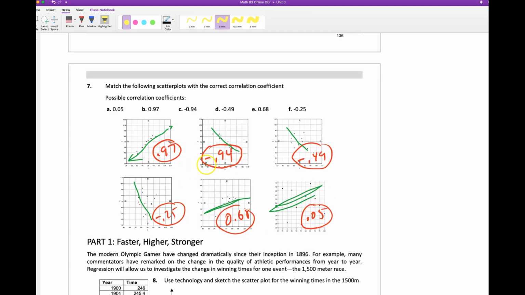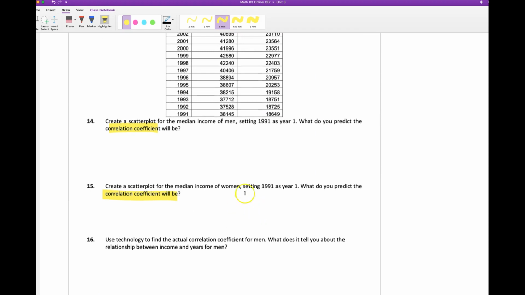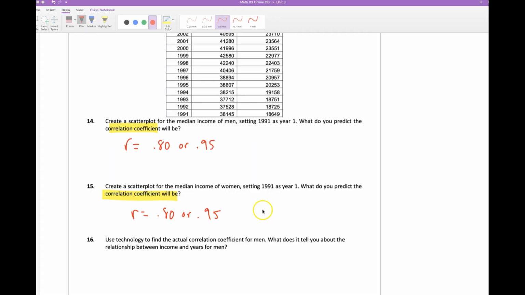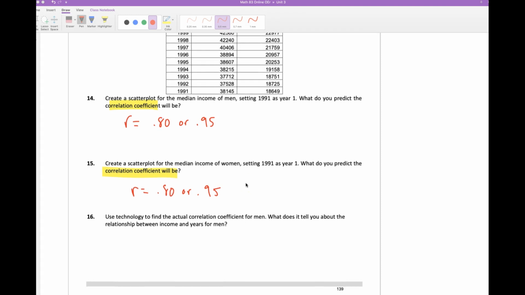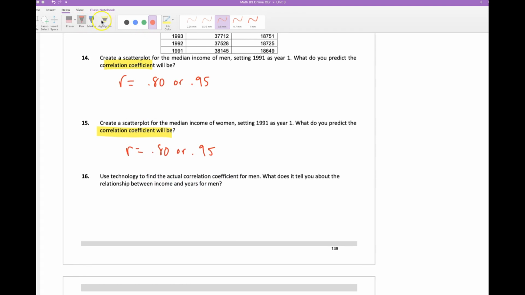Right now you are learning how to do this. It's pretty straight, so I might say it's in the 0.9s somewhere because of how good the data looks. It's almost like a line, and for sure positive, increasing with the data. So I'm guessing between 0.8 and 0.95 as the correlation coefficient, because in reality we're going to calculate it with technology.